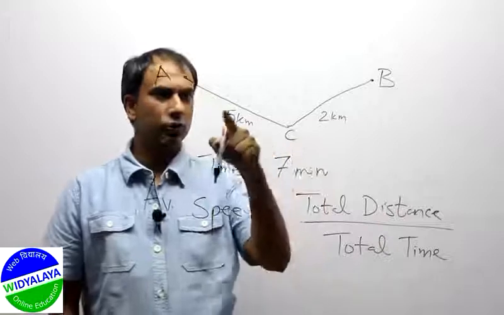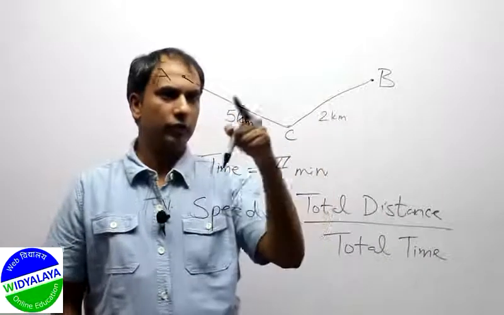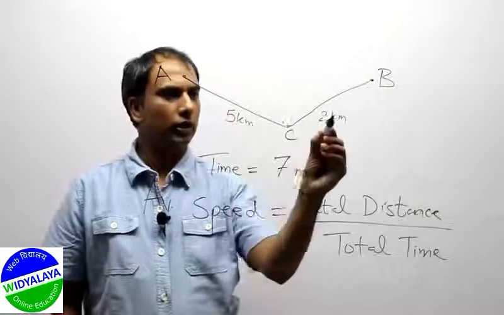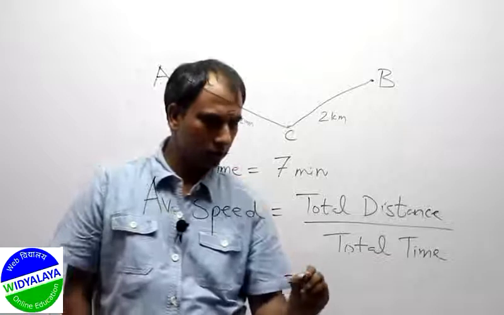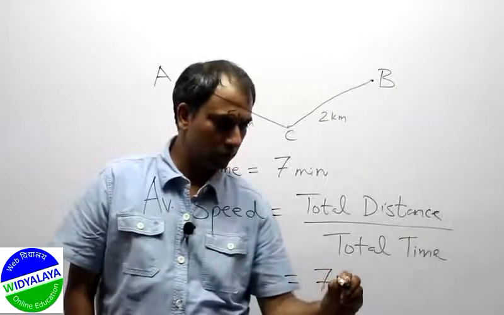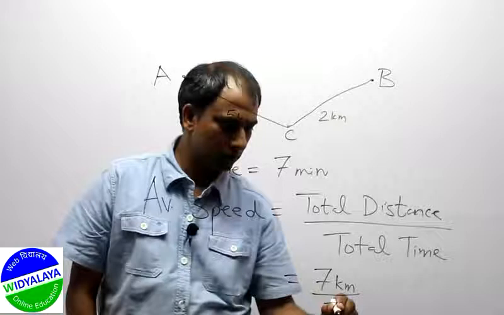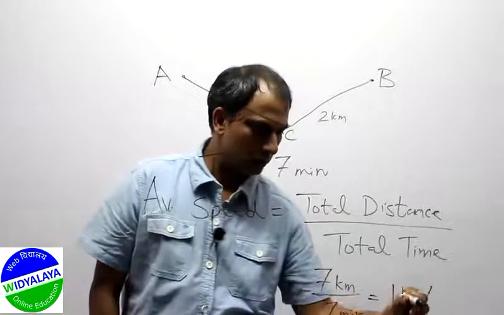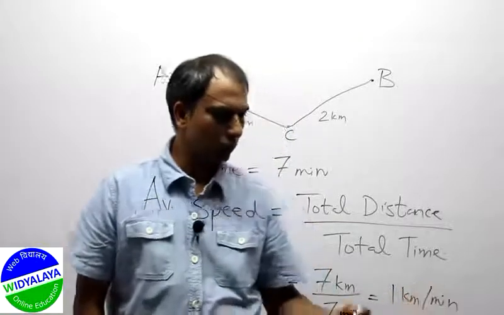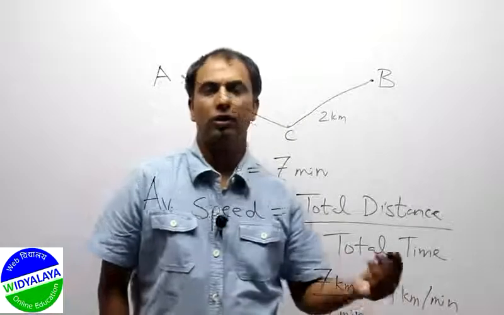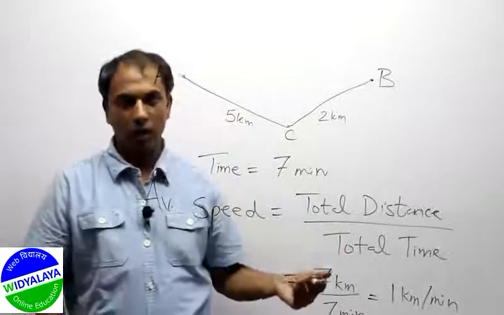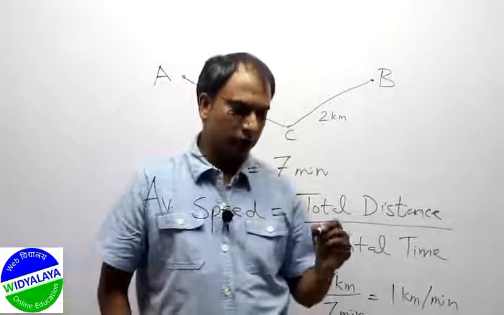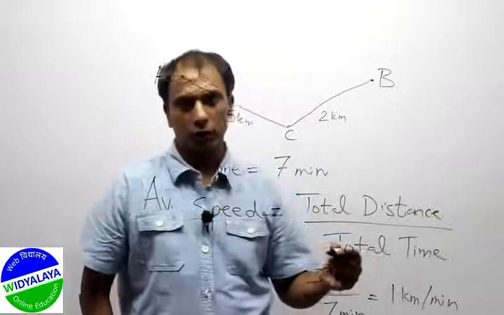In this case, we are not talking about displacement, we are talking about distance. Actual distance traveled by this cab is 5 kilometers and 2 kilometers, which is 7 kilometers. 7 kilometers divided by 7 minutes, and that will become 1 kilometer per minute. We can then convert into meters per second or kilometers per hour. Those are the standard units for speed: meters per second or kilometers per hour.